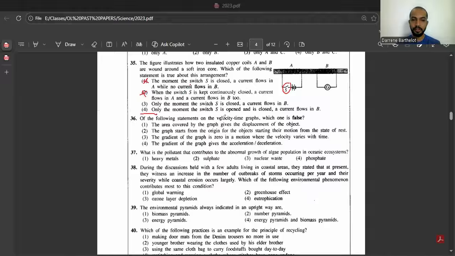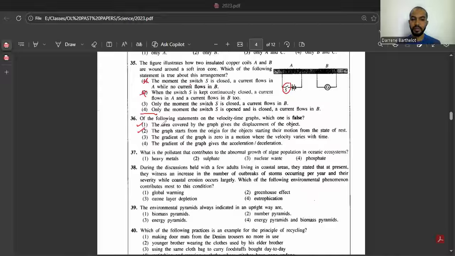Question 36: Of the following statements on the velocity-time graph, which one is false? Area covered by the graph gives the displacement. That's correct. Area under the velocity-time graph gives you displacement. The graph starts from the origin of the object starting the motion from a state of rest. Yeah, that's correct. If state of rest means velocity is 0, so it should start from the origin.